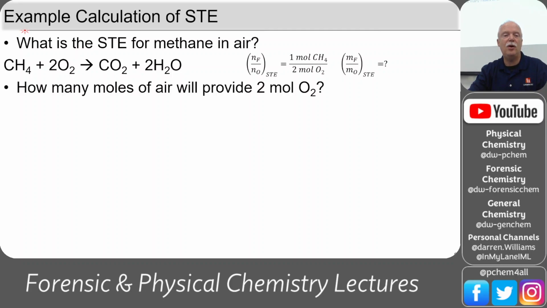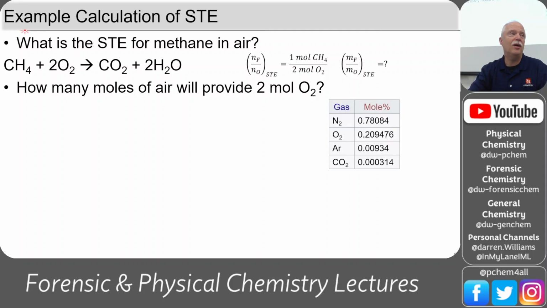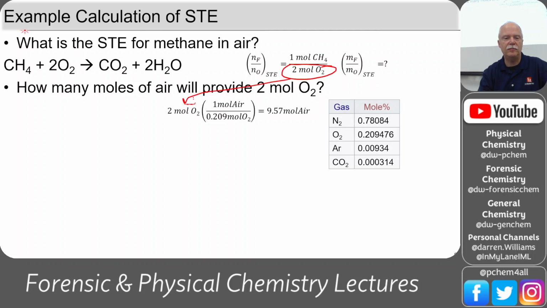But how many moles of air will provide 2 moles of oxygen? Well, air's not pure oxygen. It's 21% oxygen by mole percent. So in 1 mole of air, we have 0.21 moles of oxygen. So we need 2 moles of oxygen in our denominator here. Okay, so that's where that came from. 1 mole of air delivers 0.209 moles of oxygen, so we need 9.57 moles of air.